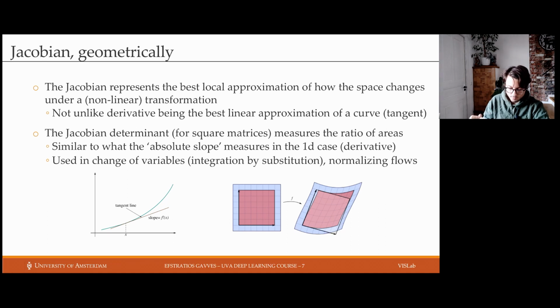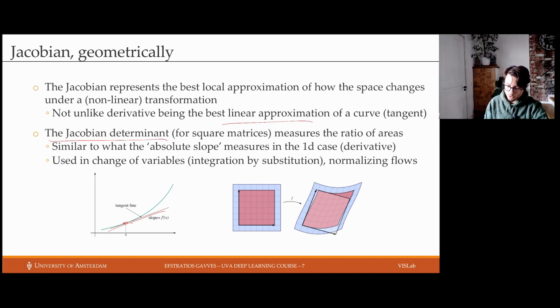You can also think of it intuitively as the generalization of the derivative. The derivative is also the best linear approximation of a curve. When we take the tangent, we can approximate what happens around that particular point, what happens on the curve, with this tangent, with the derivative. And the Jacobian determinant gives us a similar quantity for the amount of change that happens. So not just what kind of change, but the amount of change.